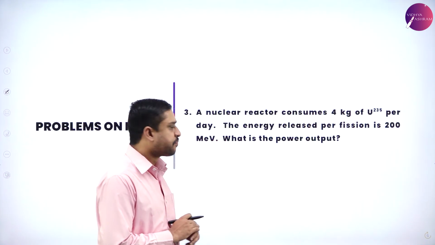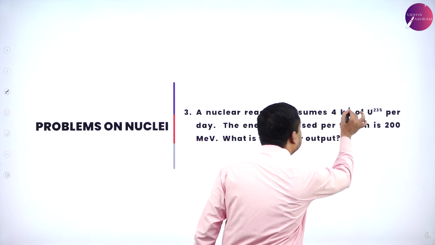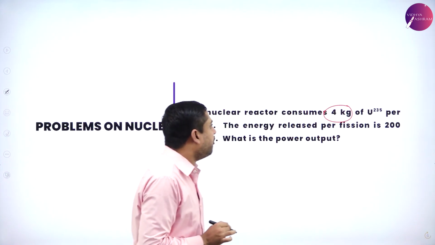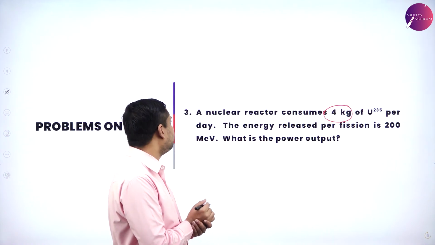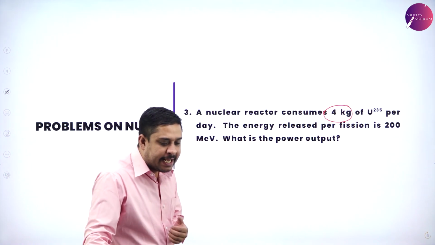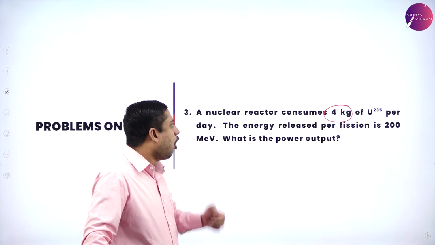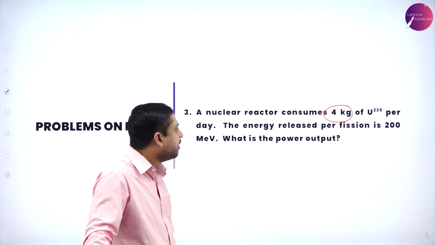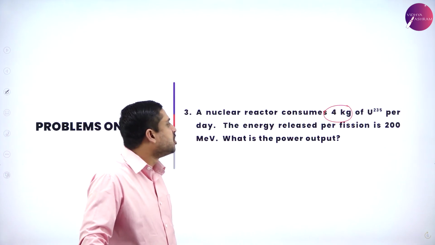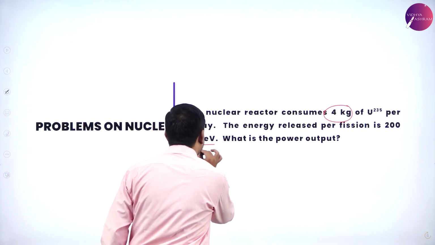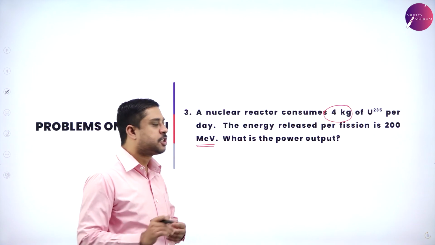Again, students, a nuclear reactor consumes 4 kg of uranium-235 per day. Per day, it is consuming 4 kg of uranium-235. The energy released per fission is 200 MeV. What is the power output?